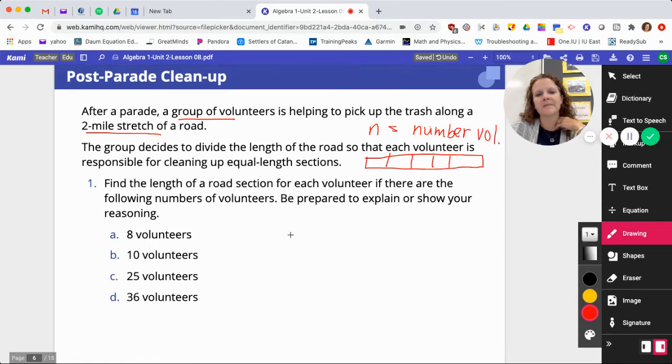Right? Okay, so we'd be dividing that road up along so many volunteers. So find the length of a road section for each volunteer if there are the following number of volunteers. Be prepared to explain or show your reasoning. We haven't talked about a variable yet, so let's look at it.